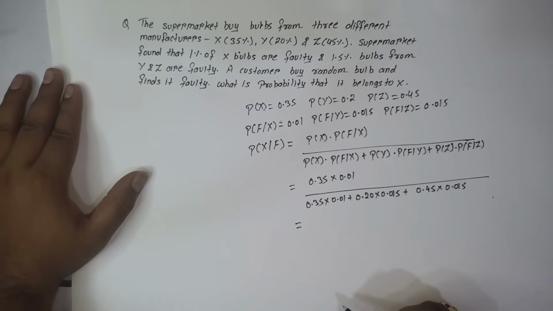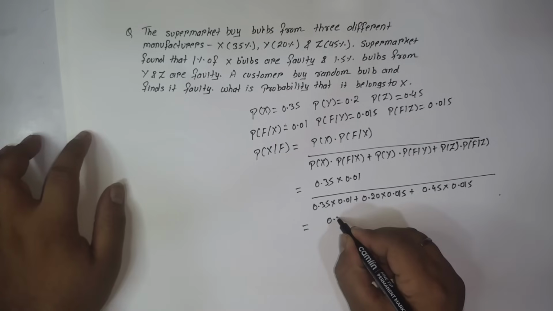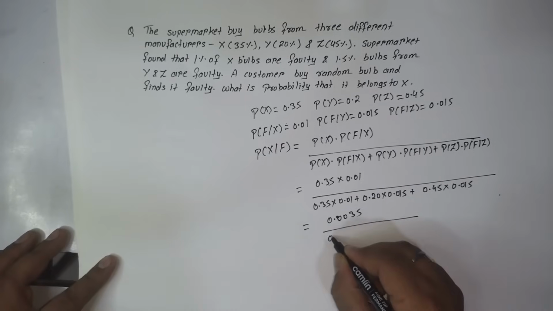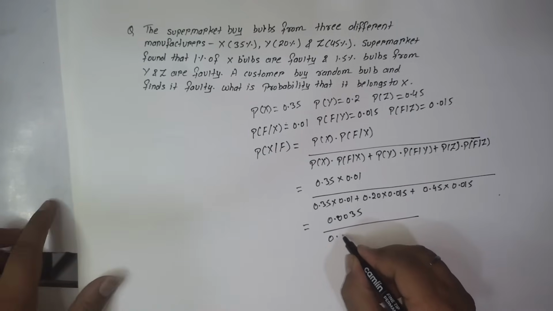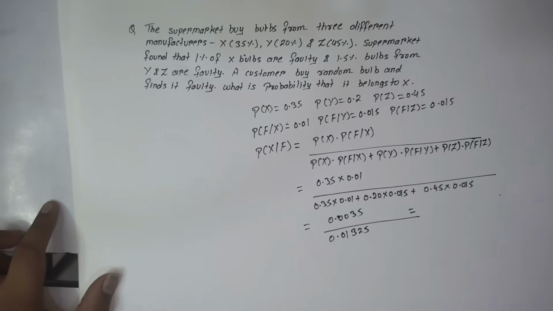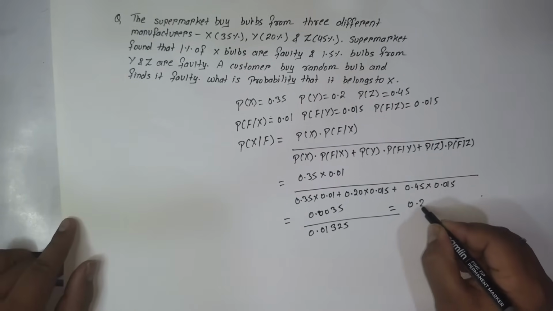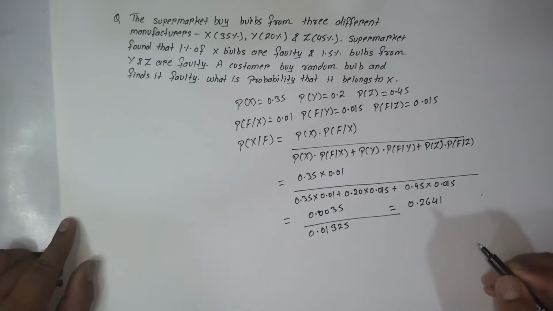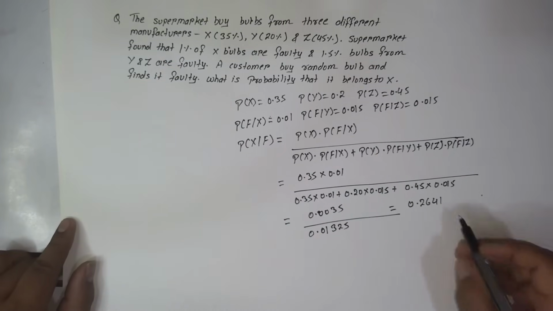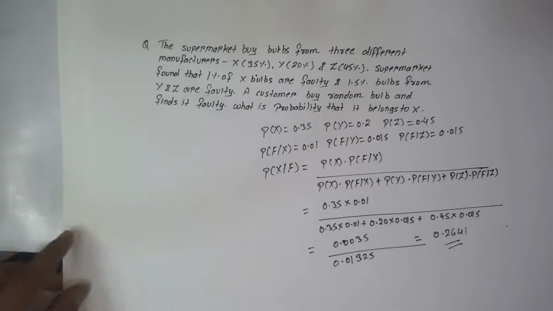So now after performing the multiplication, it will give us 0.0035 divided by 0.01325. Now when we divide this number, we will get 0.2641. So the probability that a faulty bulb belongs to X will be 0.2641. Now try to solve the next question.